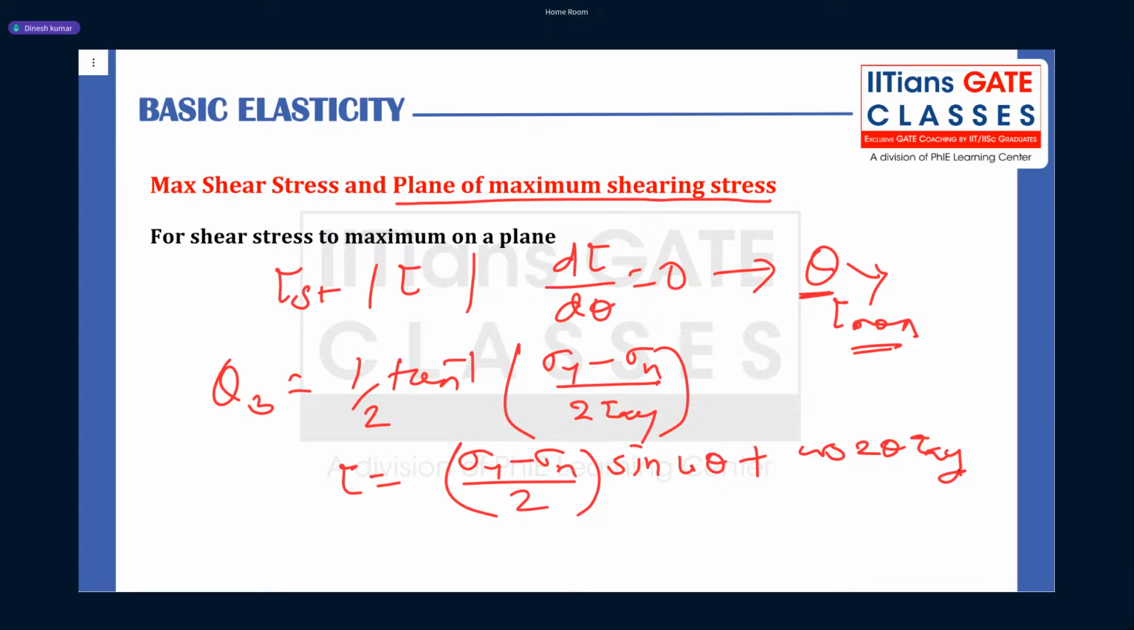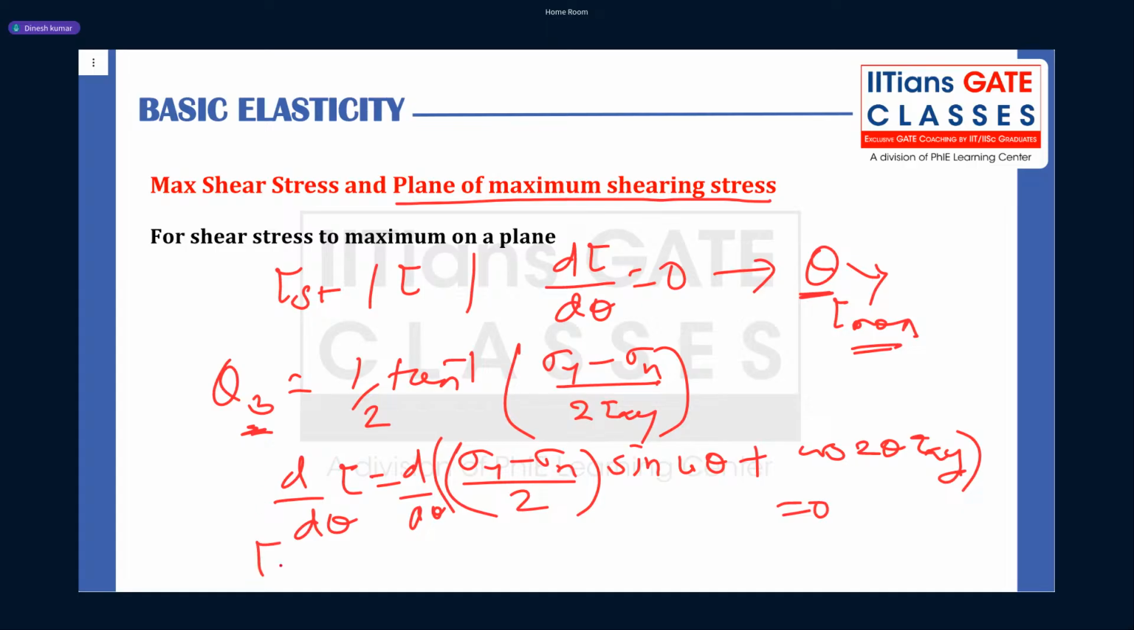Now you differentiate this with respect to theta and substitute equal to 0, you will get this one. Is this correct? Yes or no? Please guys, yes or no? Yes. Right? So once you know the plane of maximum shear stress, you can also find the value of tau maximum.